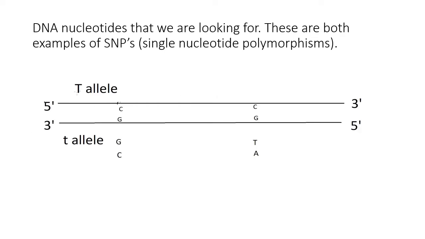Okay, so visualizing what this looks like, I'm showing the T allele with the actual 2 strands, and there's a C to G at one position. The little t is a G to C at that position. And the other position we're going to look at is a CG base pair, which is modified to a TA base pair in the little t allele. So those are the single nucleotide polymorphisms that we're looking for. Single nucleotide polymorphism just refers to a position in the genome where people differ in one particular nucleotide pair.